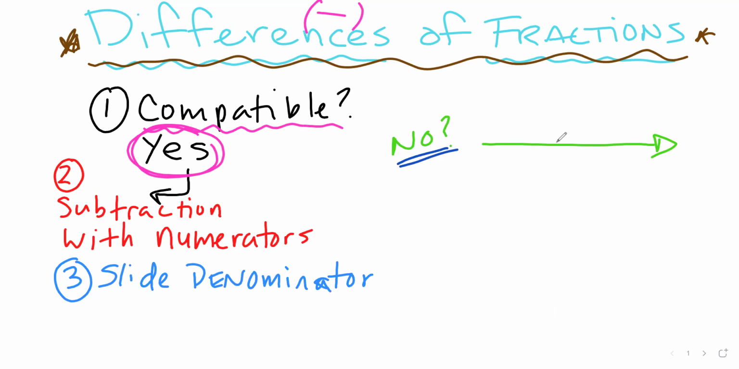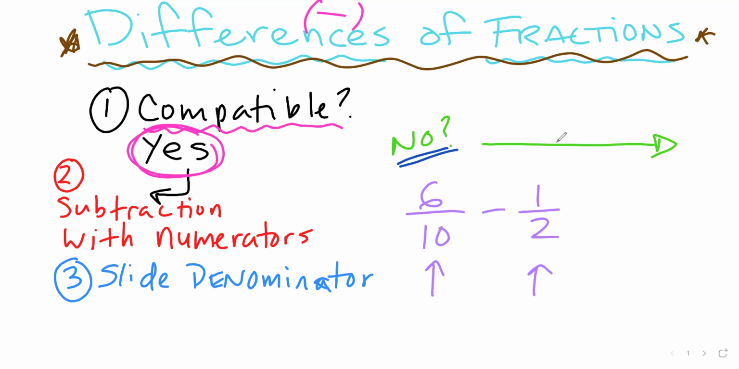What happens if I have 6/10 and I'm supposed to subtract 1/2 from that? Well, there you have it. We're not compatible, and we're not compatible because these denominators are not the same.